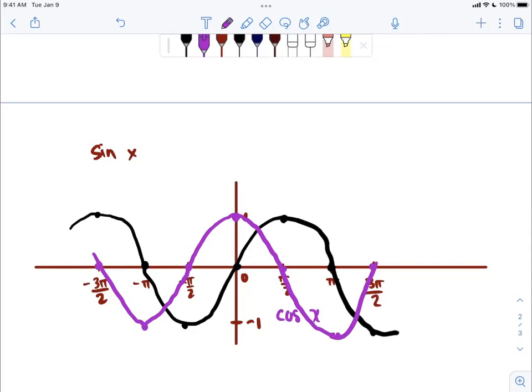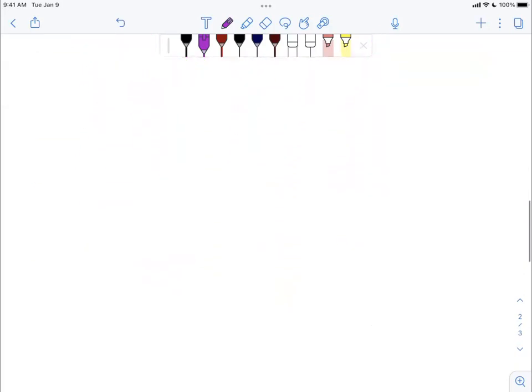Now let's talk about some trig identities that are good to know. I'm going to go over 4 categories of identities that are really important to know. So first we have the addition and subtraction identities.